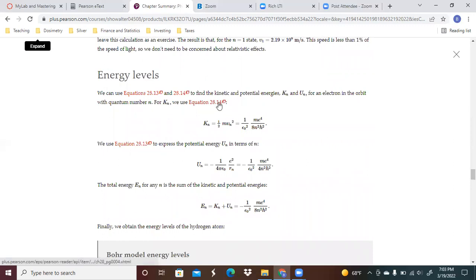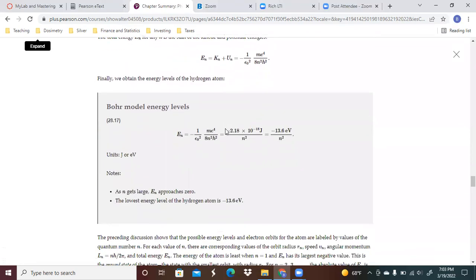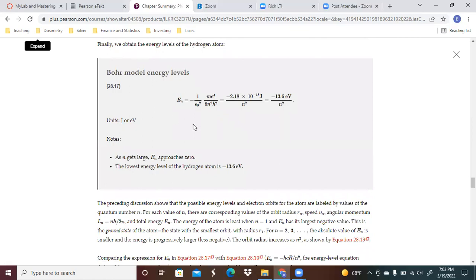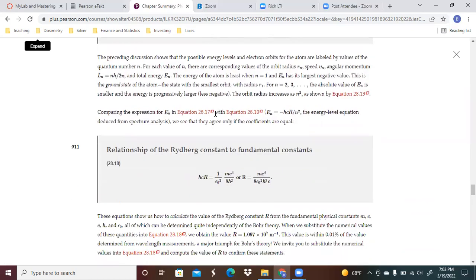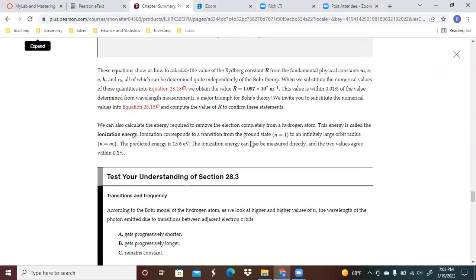You can use these equations to find the kinetic and potential energies for an electron in an orbit with a quantum number n. When you do that, you can come up with these equations. We're not going to focus too much on how we get there. These are the Bohr model energy levels that are produced for these particular energies. And we can also see the relationship of the Rydberg constant to certain other fundamental concepts as well.